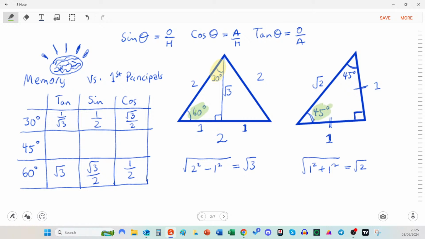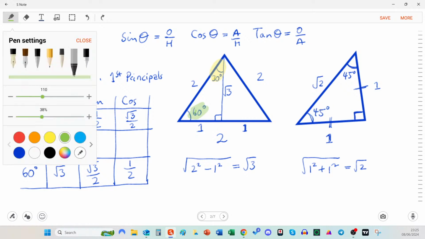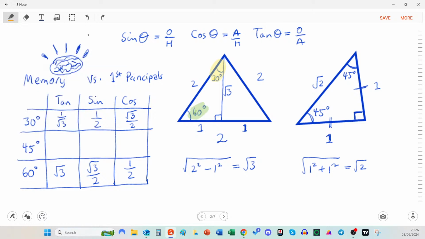It doesn't matter, they're both 45, so let's pick this one. No, different color, eh? Because I used a different color for the other ones. So 45 degrees. What should we start with? Well, let's start with cosine. Cosine is the adjacent over the hypotenuse. So that's 1 over root 2.